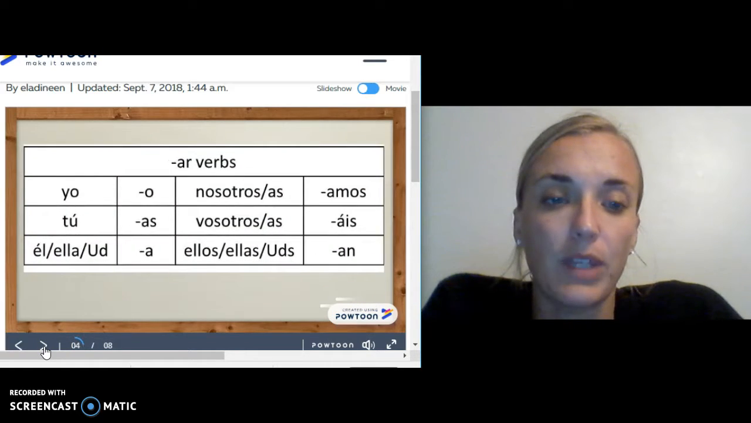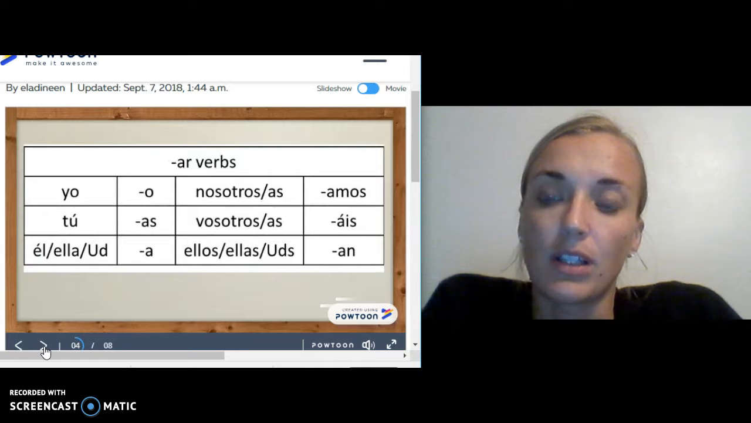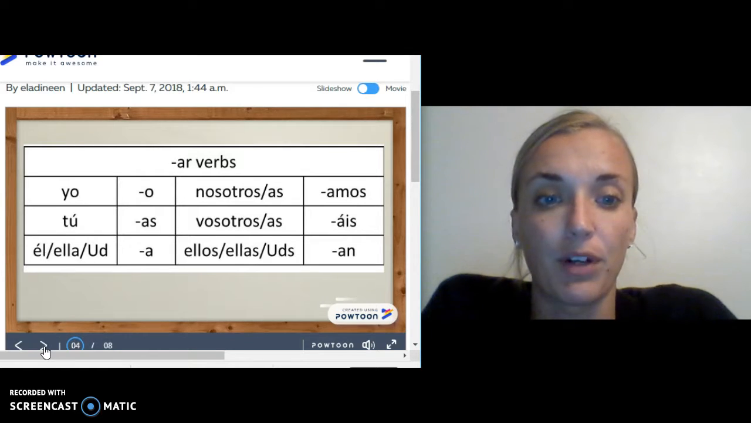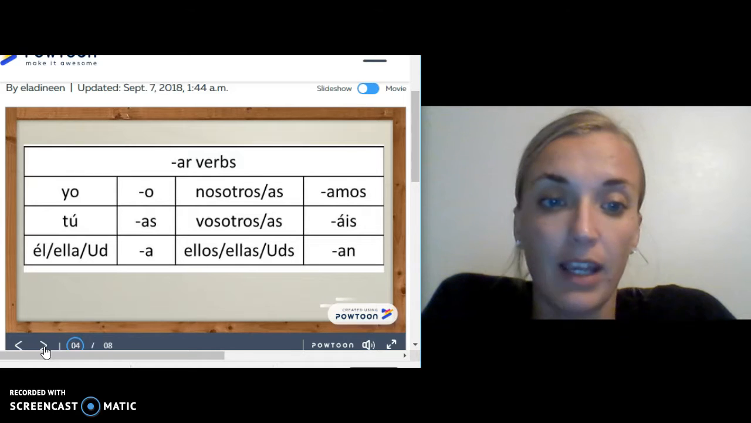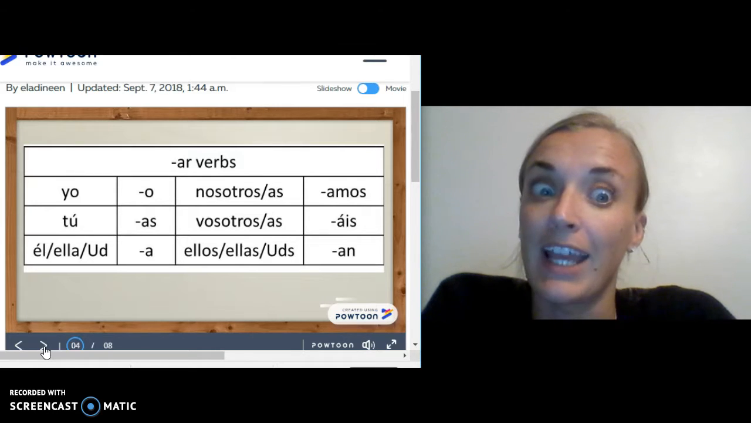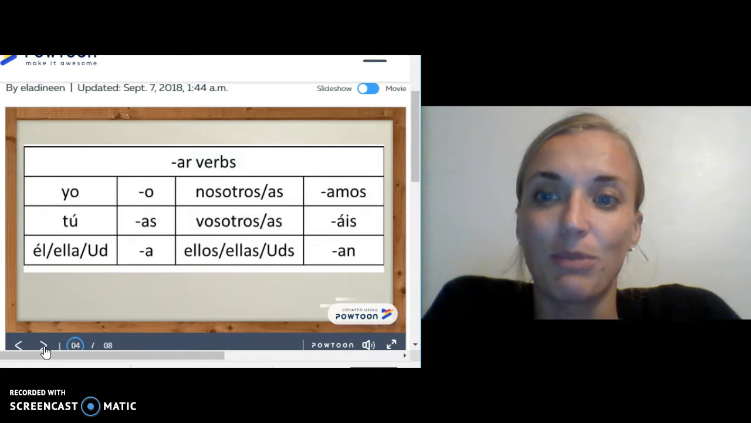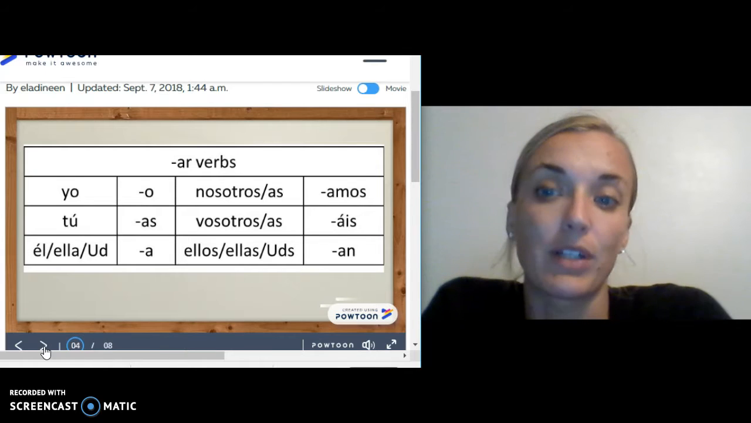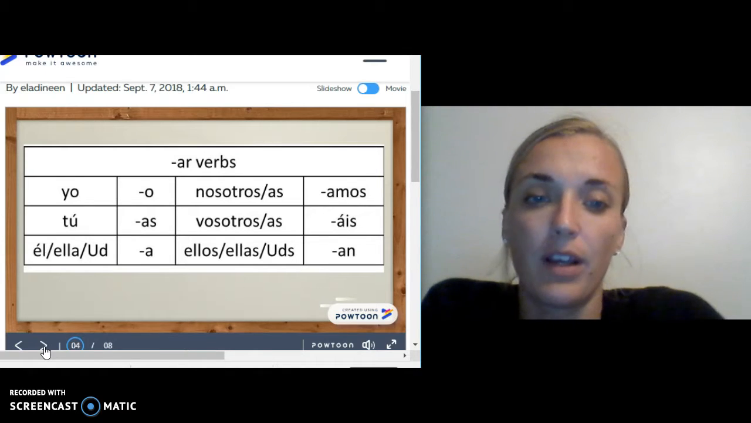All right, next we need to learn what the endings are going to look like. In Spanish, when we are conjugating a verb, we take the last two letters off the verb. So in this case, all of our AR verbs end in AR. And we're going to remove the last two letters and we're going to add a new ending. So for yo, I'm going to knock off the AR and I'm going to add O.